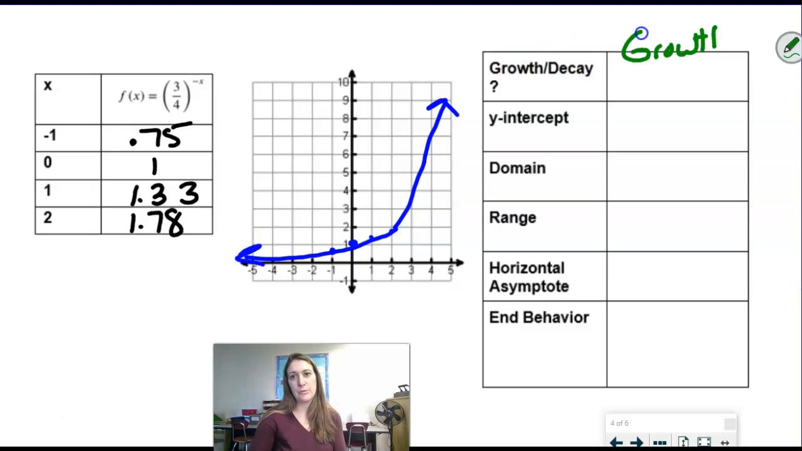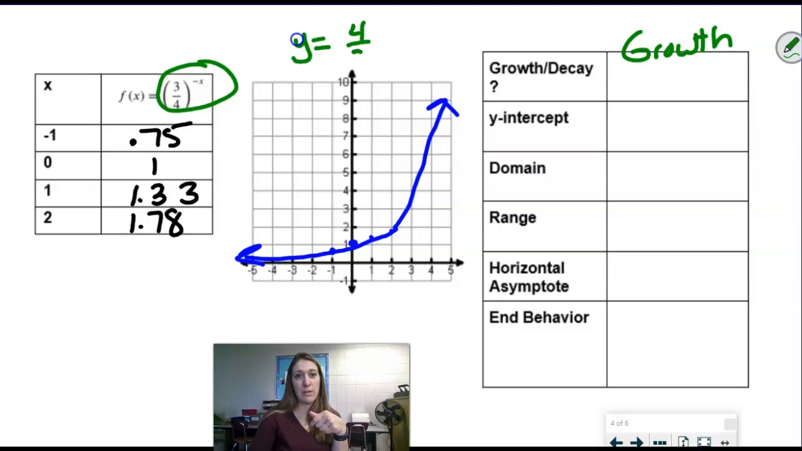So, when we have a negative exponent like this, remember negative exponents take fractions and flip them around to the reciprocal, right? So the 4 would come up top, 3 would go down the bottom. So this function is really 4/3 to the x power. So the base is actually 4/3, which is greater than 1.